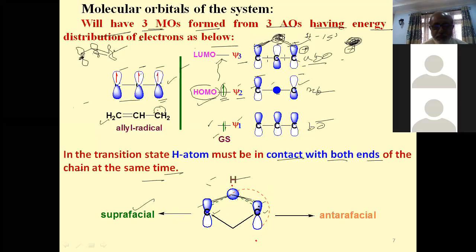But suppose this is inverted. If it is inverted, that becomes antisymmetric. That time the phase of the hydrogen will overlap with the phase down there. So that time it is going to be antarafacial addition, antarafacial migration. Okay, this is what we are going to get. Just see next.